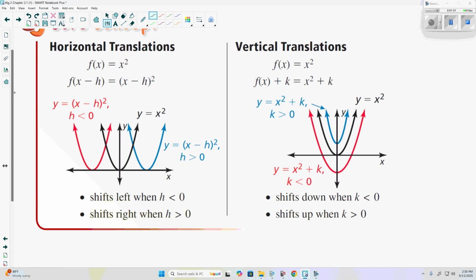The value of h tells us how far we move to the left or right. If the value of h is positive, we move to the right. If the value of h is negative, we move to the left. K tells us how far we move up or down. If k is positive, we're going up. If k is negative, we go down. And let's look at these first few here.